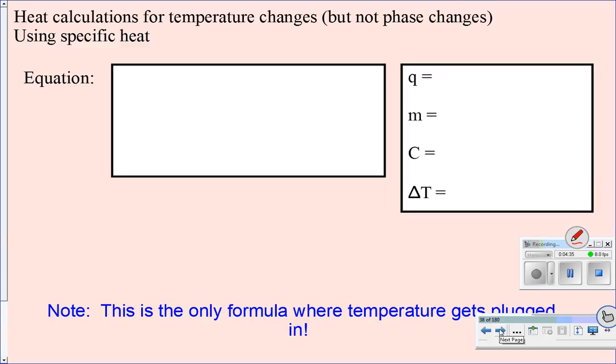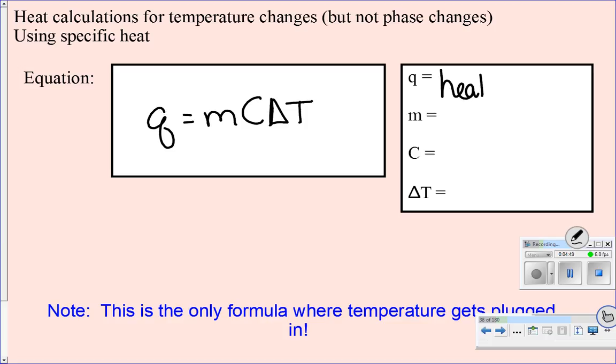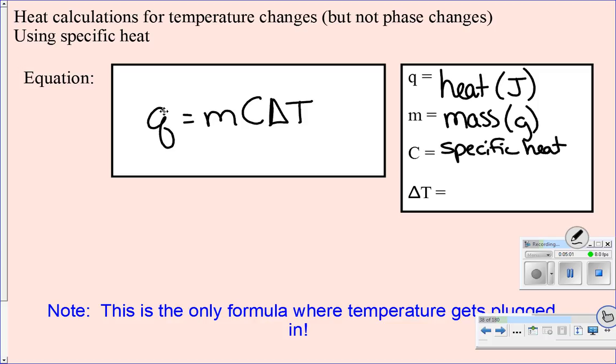So there are some calculations we're going to do with this. If you look at table T on your reference table, you have the formula Q equals MC delta T. A lot of people like to refer to this as MCAT. Q still means heat. That will still come out in joules. M still means mass. It'll still be in grams. C is what we call our specific heat capacity.